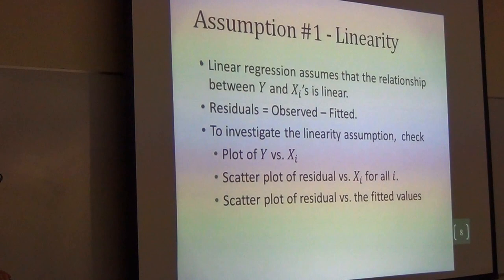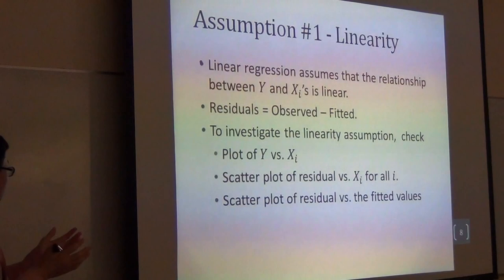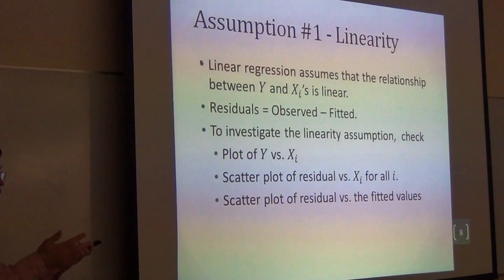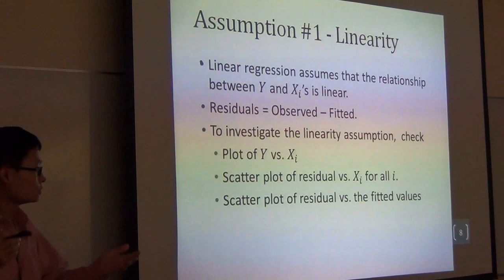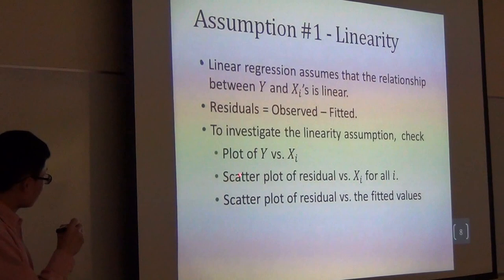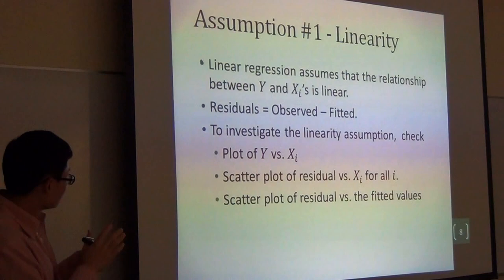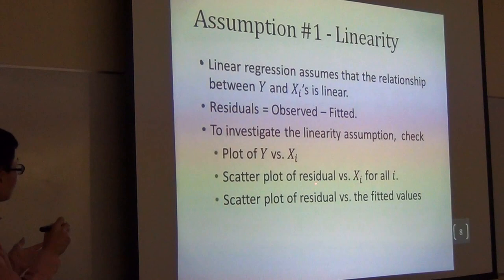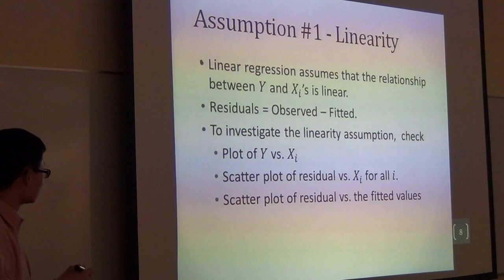We are going to use these residuals a lot throughout this presentation. To investigate the linear relationship, you can check various plots. The first one is the simplest one: just plot y versus xi. If you have three covariates like age, weight and height, then for each variable you can just plot it and see whether it has some linear trend. We are going to see the graph in the next slide. But the more popular one is the second or third one: a scatter plot of residual versus xi or fitted value. If you have multiple predictors, you can examine them one by one, residual versus X1 and then residual versus X2. But another way to go is to simply use the fitted value.